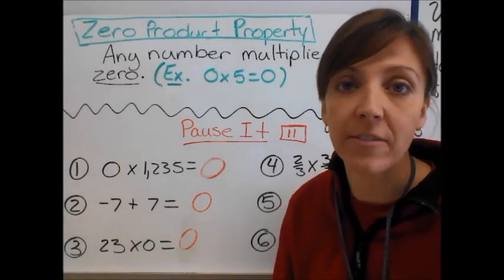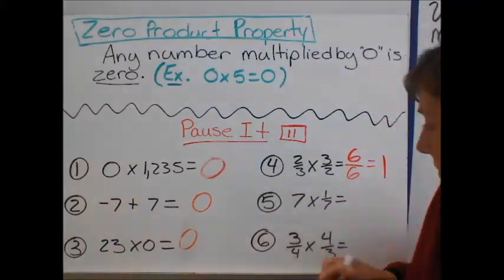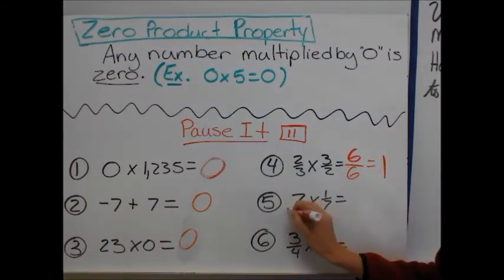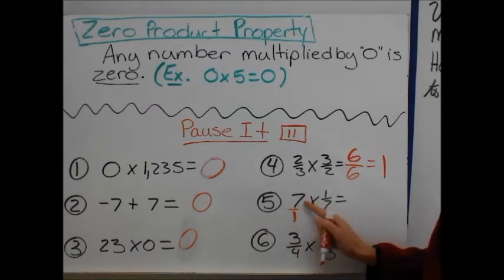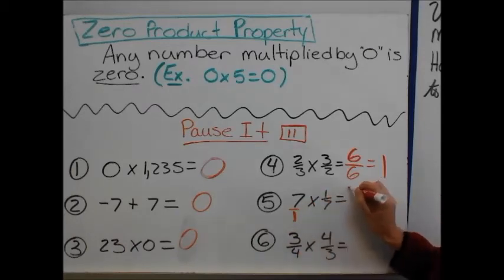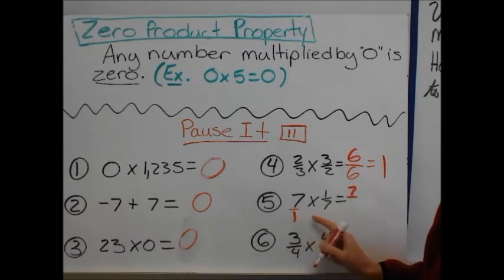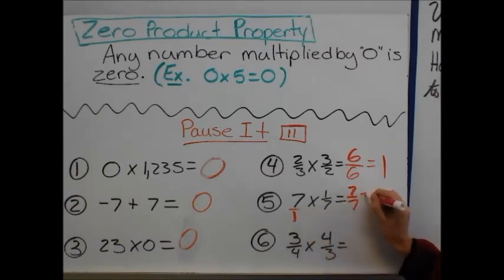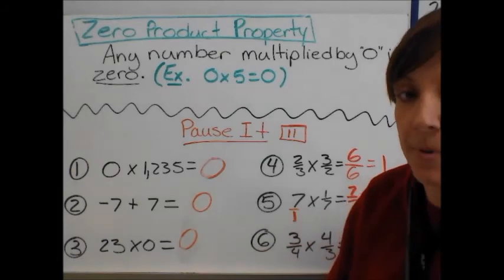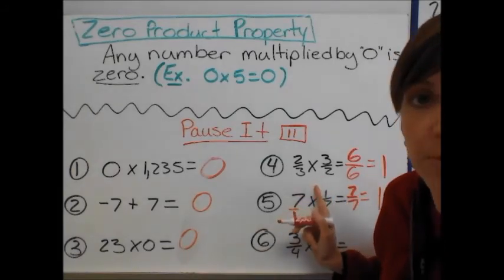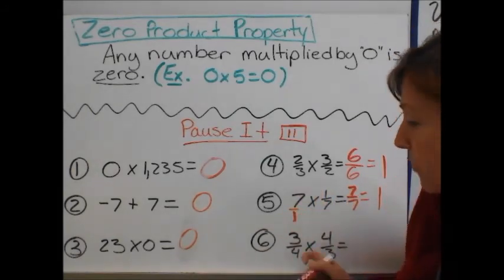Number 5, we have 7 times a 7th. Well, 7 is the same as 7 over 1. My numerator, 7 times 1 is 7. 1 times 7 is 7. And 7/7 is just 1. This is multiplicative inverse property. Number 4 is also multiplicative inverse property.